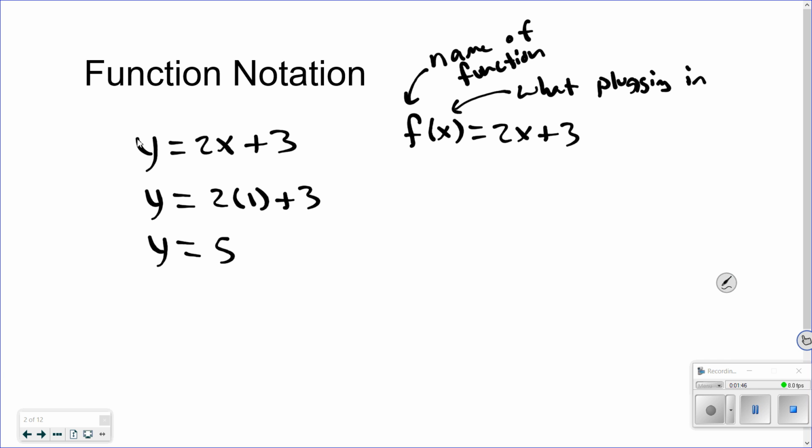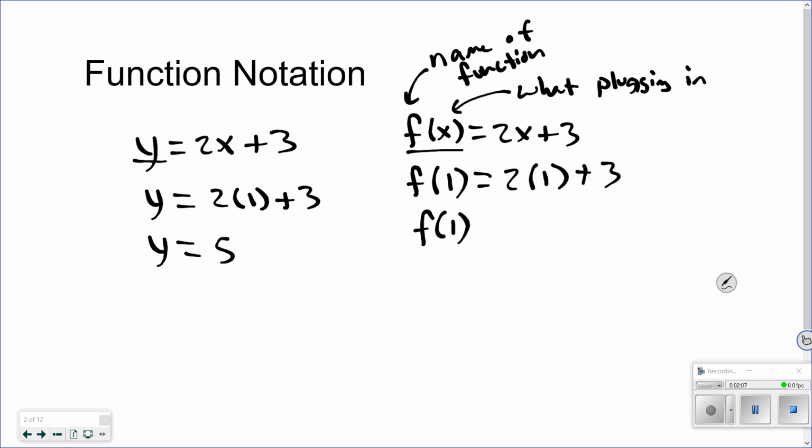So here's an example. If right there we just plugged 1 into the function. This is the exact same function. So f of x and y mean the same thing. So if I take 1 and plug it in, it looks like this. I'm going to go f of 1 equals, just like we did before, 2 times 1 plus 3. So now I have f of 1 equals 2 times 1 is 2, 2 plus 3 is 5. So we got the same thing because it's the same function.